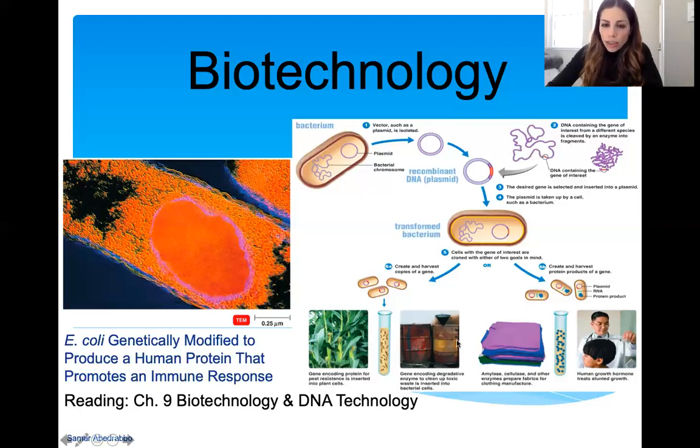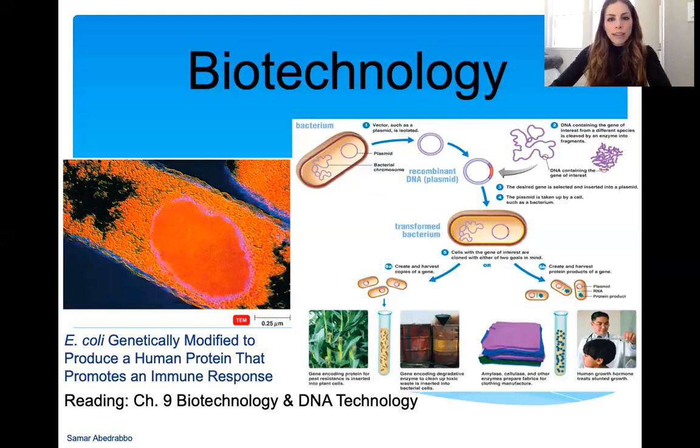You can work to create enzymes in bacteria that will degrade different toxic chemicals. The enzymes, and remember again, enzymes are proteins, amylase, cellulase, and other enzymes are used in clothes manufacturing to break down different types of stains. And you can create the different types of human growth hormones that will treat stunted growth, different issues with growth in humans.